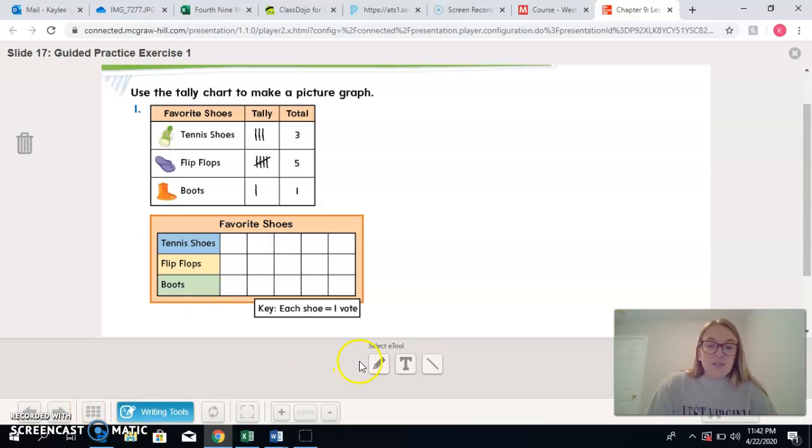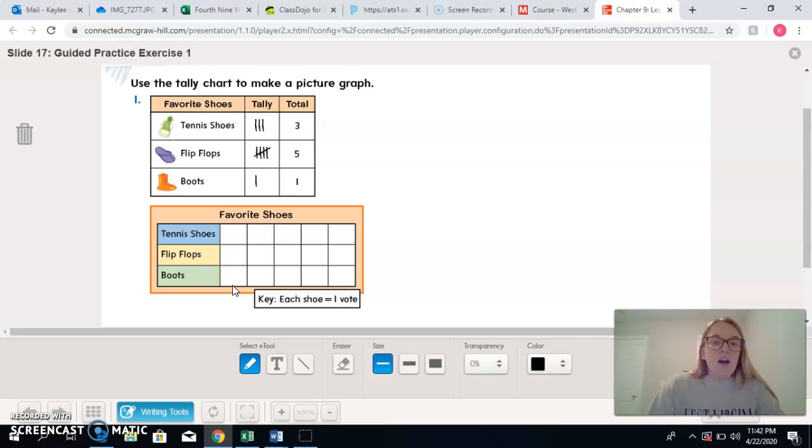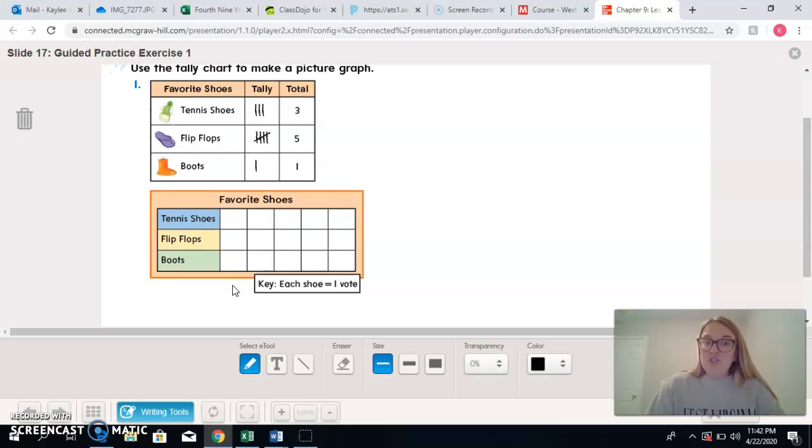As I was telling you guys earlier, it's a bit difficult for me to draw those cool pictures that I know you guys can draw on my computer because I'm using my finger. If you guys would like to put more detail into your picture graphs, you can even color them if you want to. You are more than welcome to do that. It is just a little bit difficult for me to, so I'm going to make my pictures a little bit more simple. So for tennis shoes, I am going to stick with shapes.